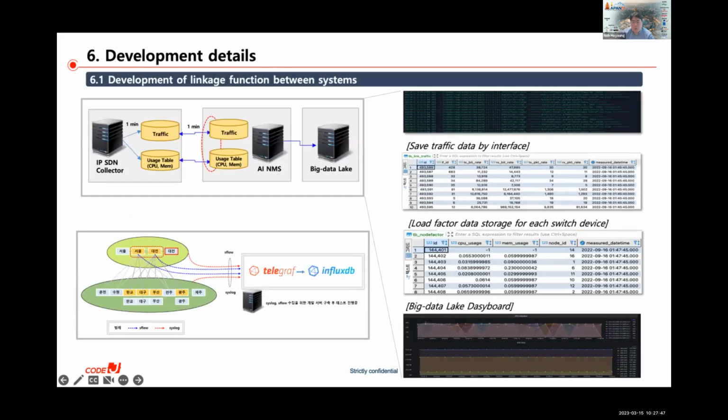From now, I will explain the details of our development. First, improvements in the linkage function between systems. In conjunction with current IPSDN, we have improved the ability to collect traffic and equipment usage information from the 5-minute unit to 1-minute unit. We developed it to collect syslog and sflow data in real time. After the collected data is stored in its own DB, it links with the data lake.